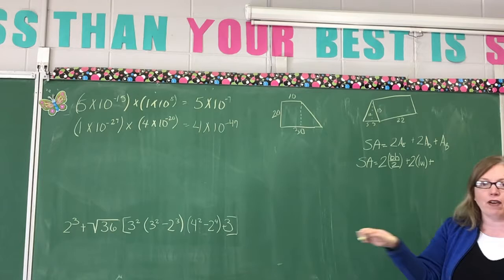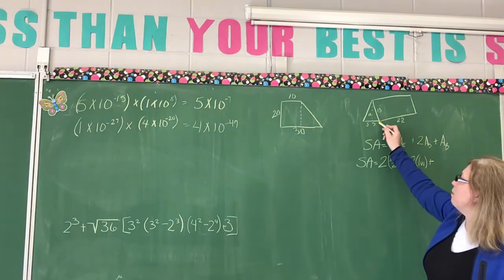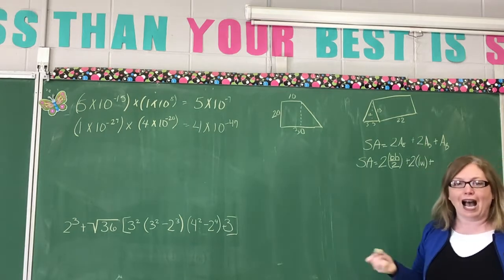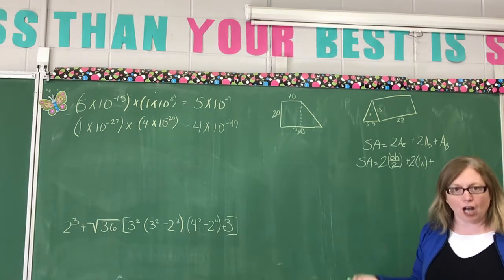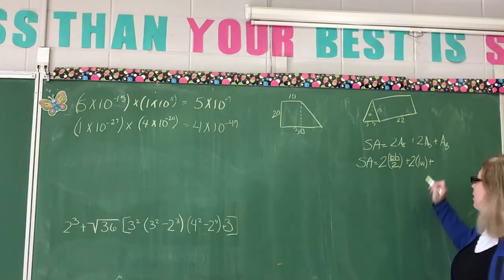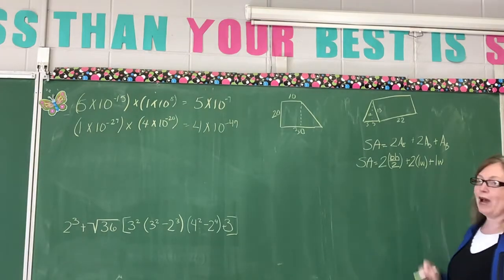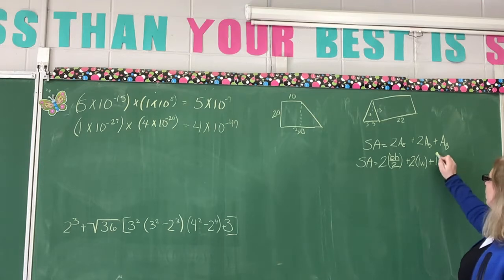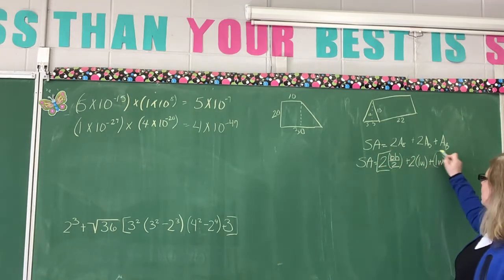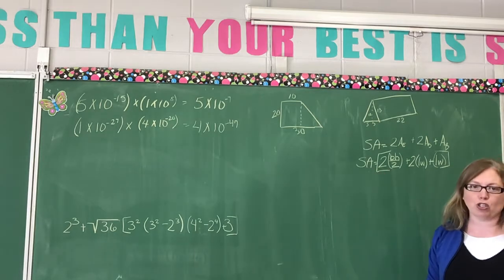Then I have the area of the bottom. Now I can't see the bottom, but because I can see the edge here and the edge here, I know that it's what shape? It's also a rectangle. But there's only one bottom, so I'm not going to multiply it by 2. I'm just going to write length times width. Once I'm done with each one of these individual problems, I'm going to put them all together. That's going to equal my surface area.